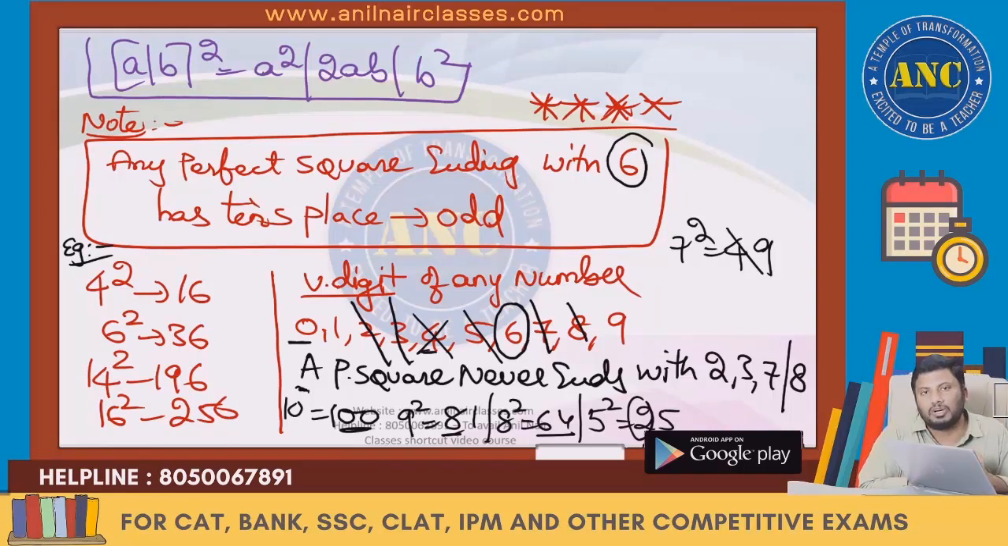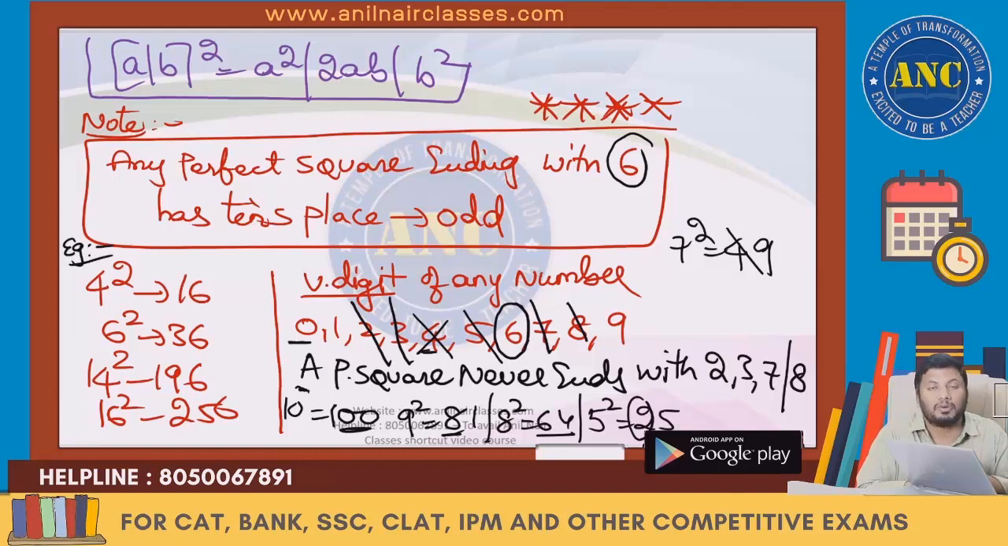Ending with 0 is not possible for the cases we check: 10 square is 100, 20 square is 400. For 1: 9 square is 81, 11 square 121, 19 square 361, 21 square 441. For 4: 8 square 64, 12 square 144, 18 square 324, 22 square 484. For 5: 15 square 225, 25 square 625, 35 square 1225, 85 square 7225.